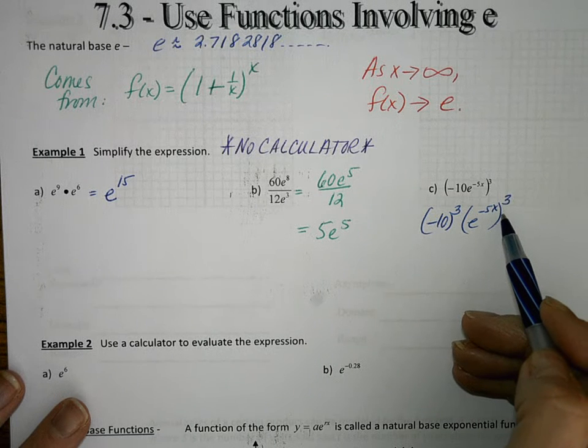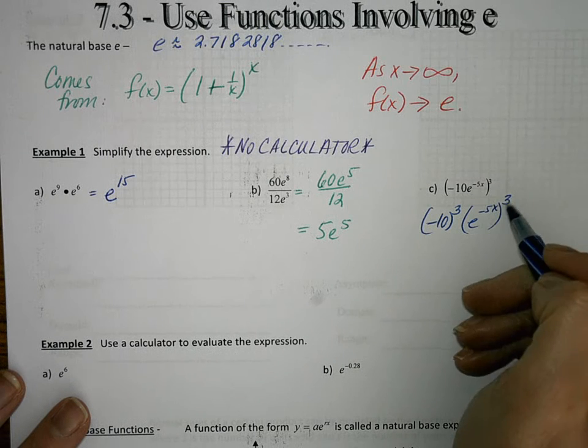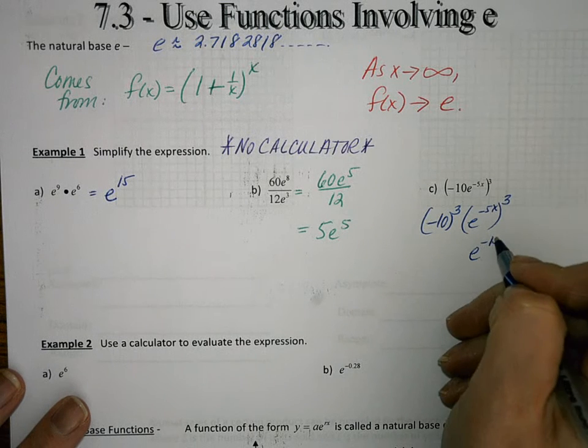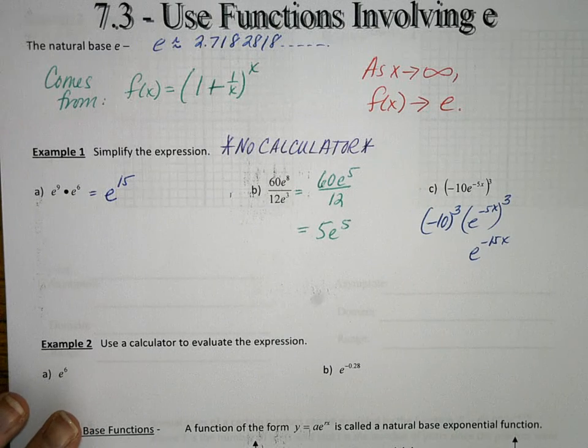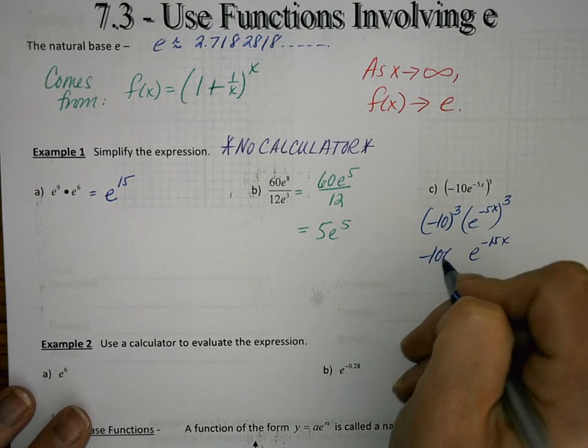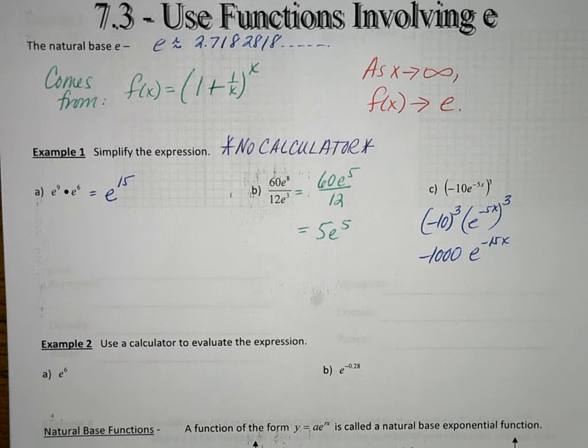You bet. A power to another power, I'm going to multiply those exponents. Fantastic. So negative 5x times 3 is going to be e to the negative 15x. And what is negative 10 cubed, folks? Negative 1,000. All right, am I done with that one? Why not? You cannot have a negative exponent.